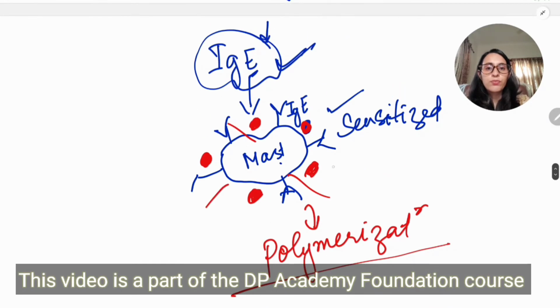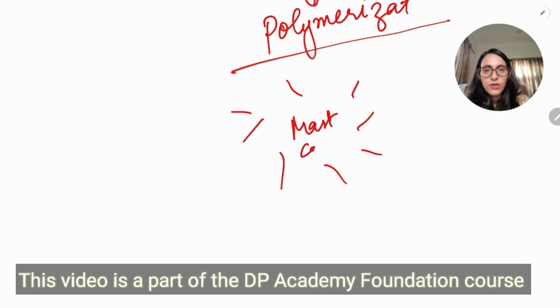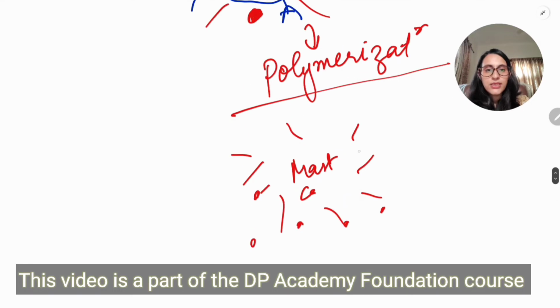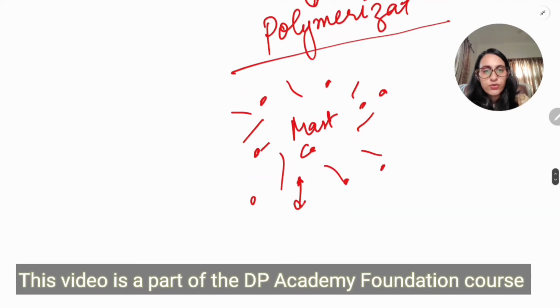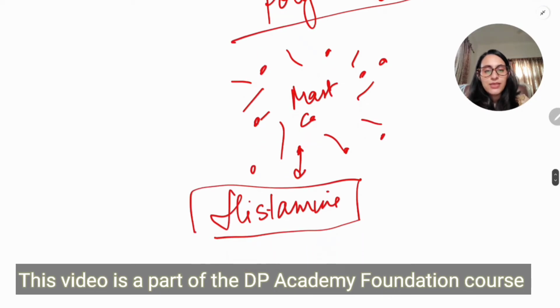Now this mast cell is going to burst open. This is the mast cell and it bursts open. So all the granules of the mast cell come outside, causing degranulation, and it is going to release histamine, as the mast cell is a rich source of histamine.